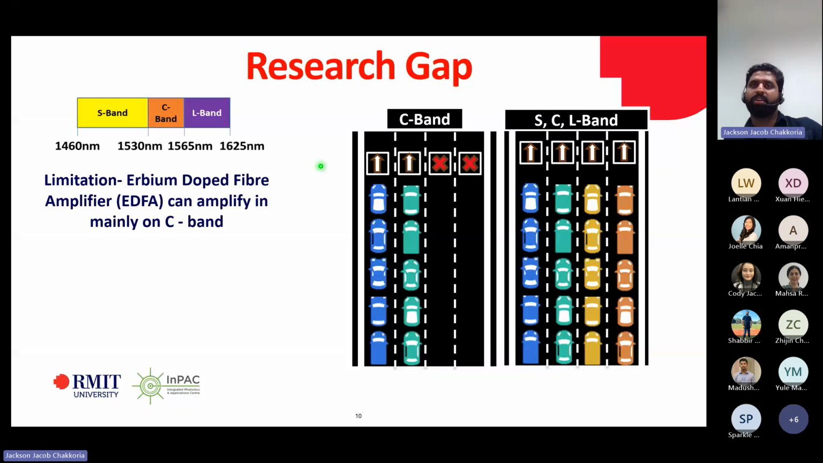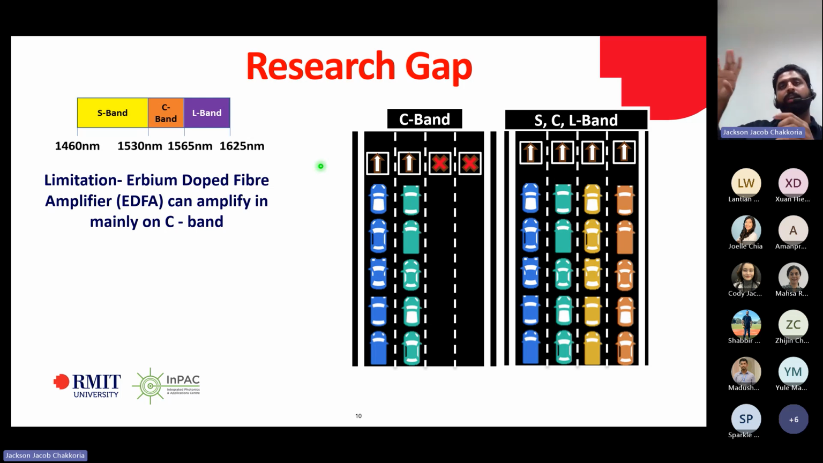This is relatable to a highway. Imagine a highway has four lanes, and you are allowed to use only two lanes of the highway. What will happen? The amount of traffic will increase, and the number of vehicles that can pass through will be limited.